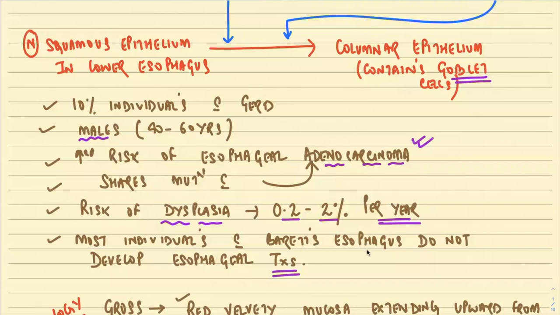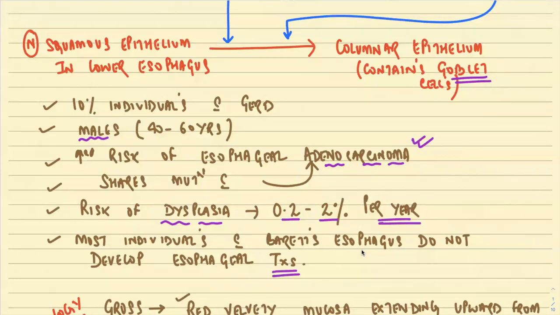So although Barrett's esophagus or Barrett's metaplasia is an important risk factor for development of adenocarcinoma, most of the individuals who have Barrett's esophagus will not develop esophageal tumors. Remember this, that is the only reason why endoscopic screening of the esophagus for Barrett's is not done, because most of the cases do not develop into adenocarcinoma.